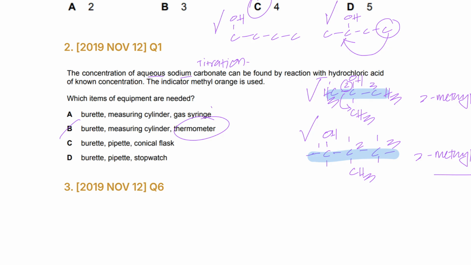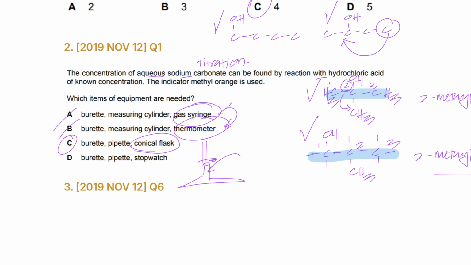Burette measuring, why do I need a gas syringe? I don't need a gas syringe. I'm not measuring rate of reaction, I'm not measuring the temperature change, I'm just finding the neutralization reaction. I need a conical flask, yes, because I need to add from the burette to the conical flask after I've poured in the volume of one of the solutions in the conical flask, right? So C is the correct option.